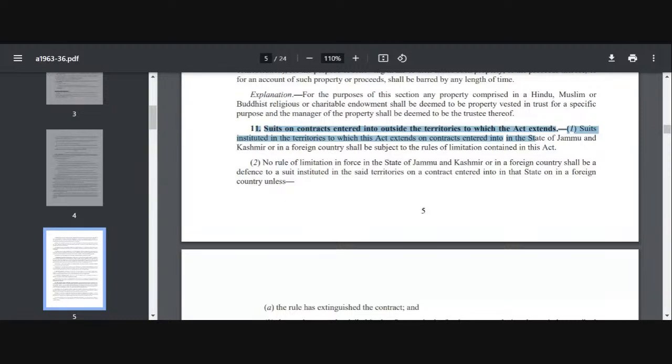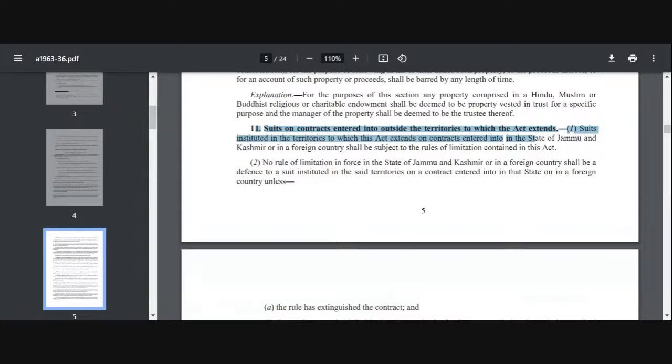So if you see section 11, see clause 1. It is a legislative enactment coming from international law, and it says that all suits have to be brought within the period prescribed by the local law of the country where the suit is brought. Otherwise, the suit will be barred. So section 11 is a legislative enactment which says that all suits have to be brought within the period prescribed by the local law of the country.